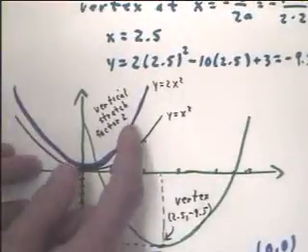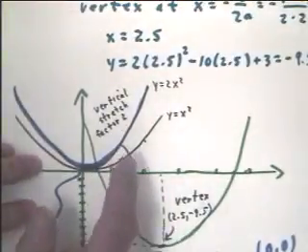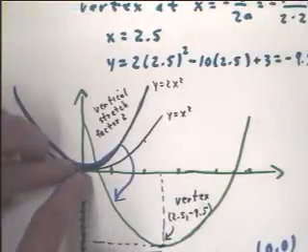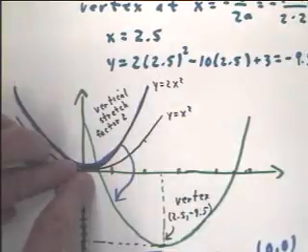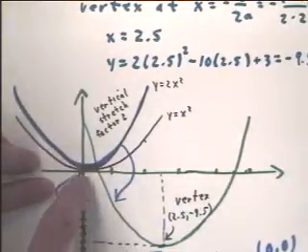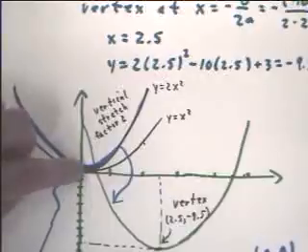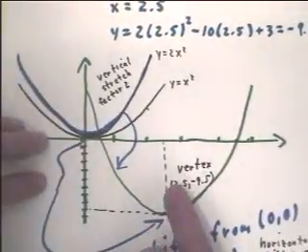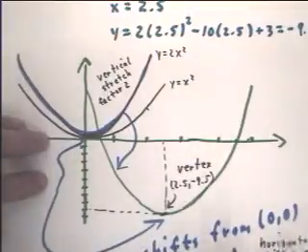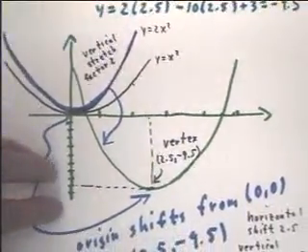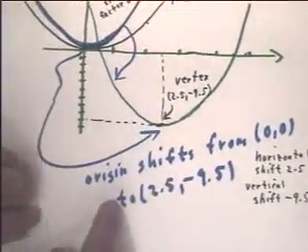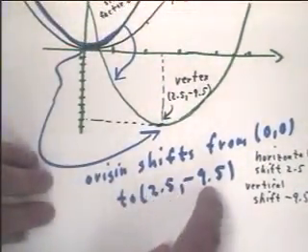Now every point of this graph will be shifted the same as the vertex. Well, how does the vertex get shifted? Well, the vertex of this graph is at the origin. Again, the graph is distorted over that way a little bit, but the vertex is supposed to be at the origin. So the vertex, when it shifts down here to its location at 2.5, negative 9.5, will be accomplished by shifting the origin from 0, 0 to 2.5, negative 9.5.